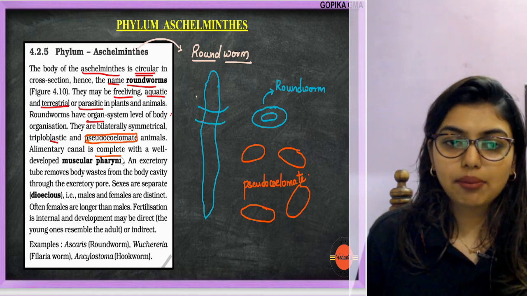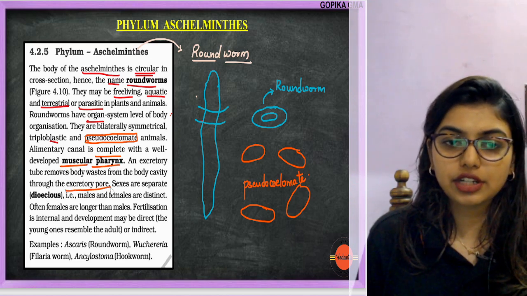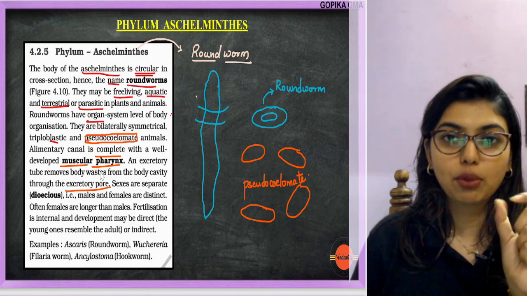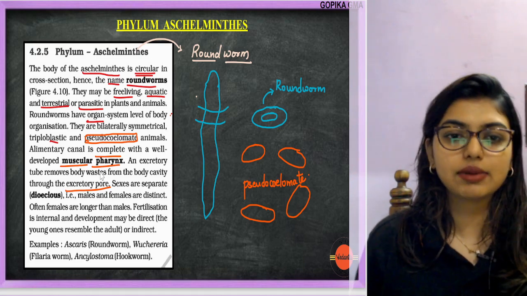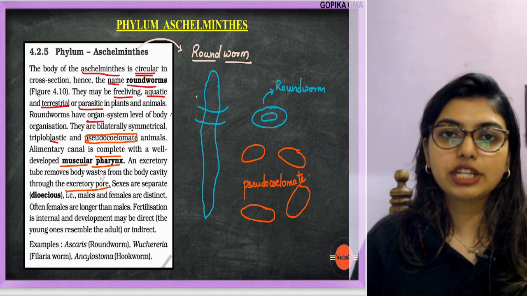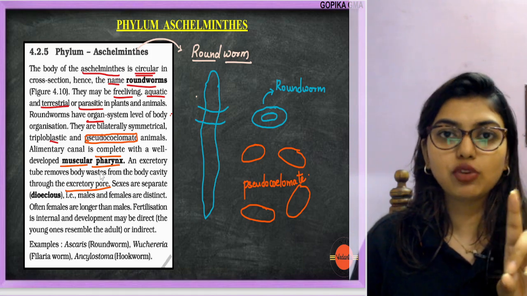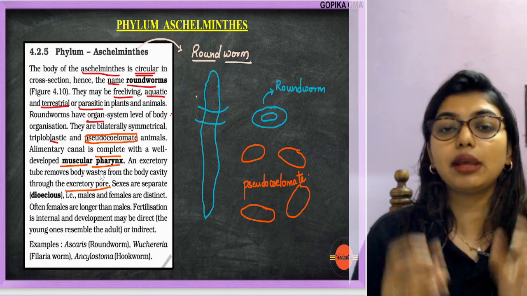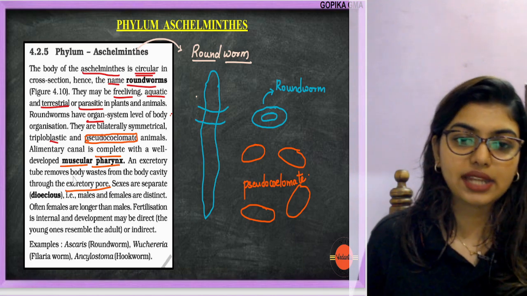Alimentary canal is complete with a well-developed muscular pharynx. An excretory tube removes the body waste from the body cavity through an excretory port. Here they are saying the alimentary canal is complete because they have a proper pharynx. Complete alimentary canal means they will have a mouth and anus as well, proper openings. We have already said that in incomplete digestion there is only one opening. But here the alimentary canal is complete, so there is a mouth and an anus. There is also a funnel shaped structure called the pharynx.